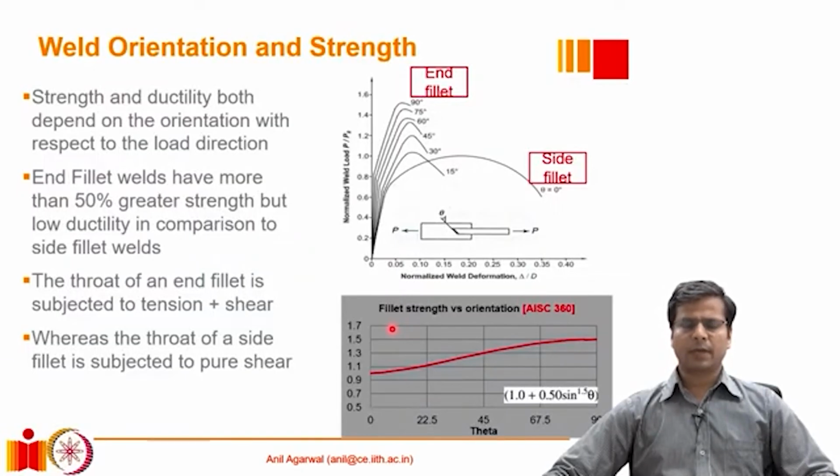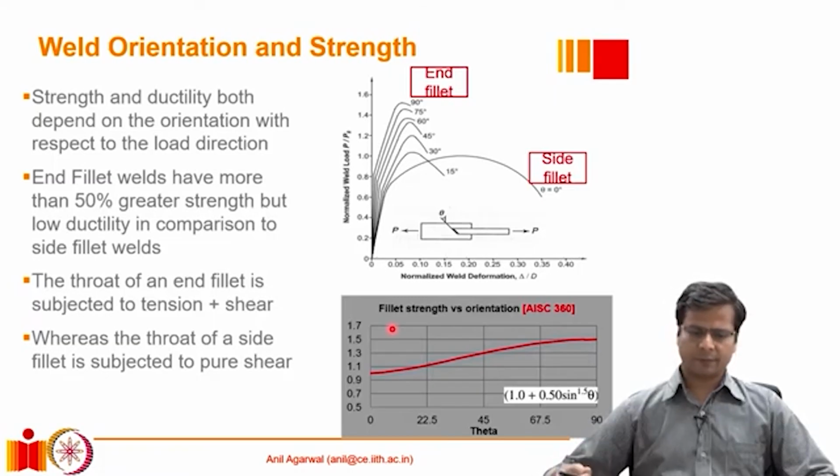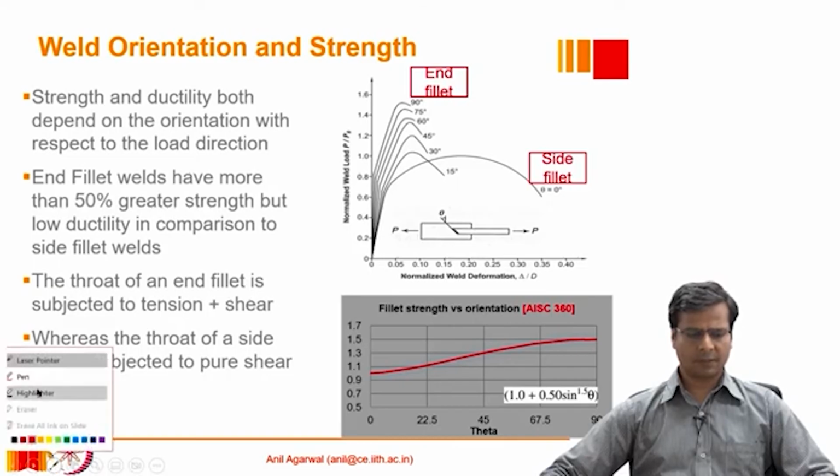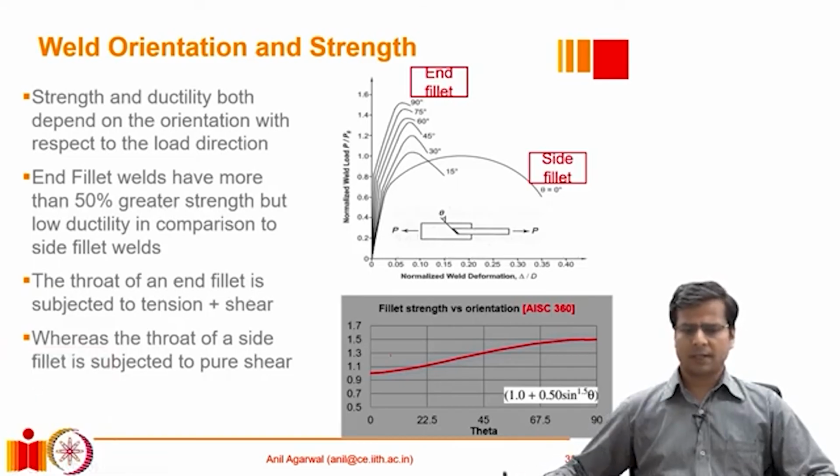Actually, the behavior of fillet welds is relatively very different, or much more complex, in comparison to the behavior of groove welds. The reason for that, as we have discussed in the past also, is that the load path for a fillet weld is significantly different than that for a groove weld. So for example, a fillet weld typically can be approximated to a triangle, right? A structure of triangular shape.